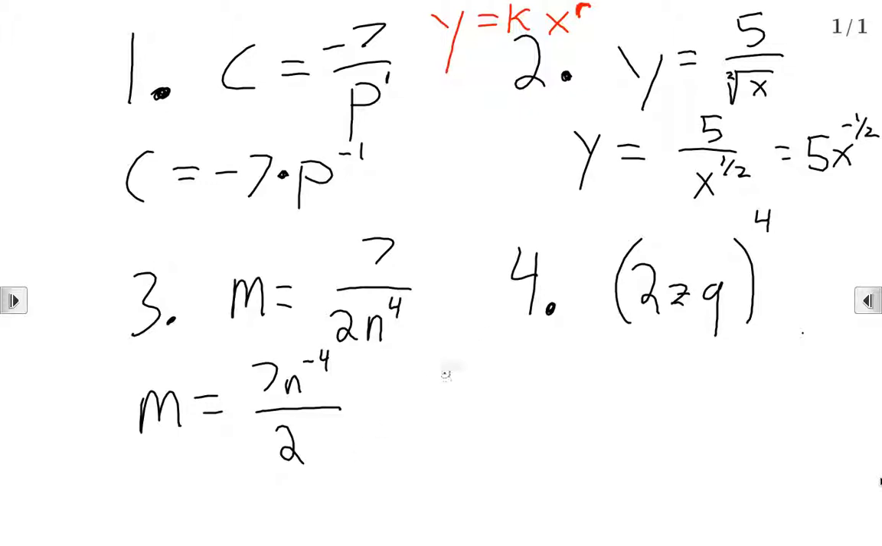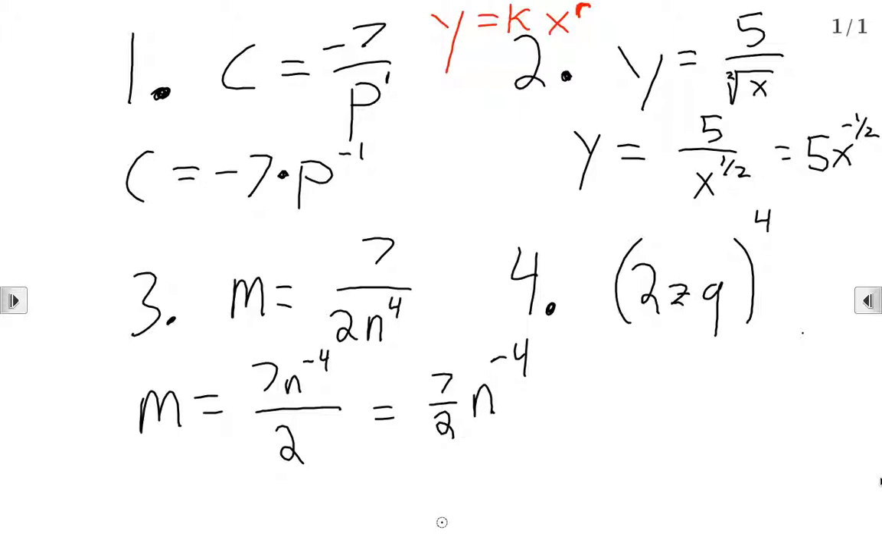And then technically we're not quite in this shape yet. But that's because we can just take this 7/2 and move it out so that it's 7/2. That's our k value, like 3.5, n to the -4th.